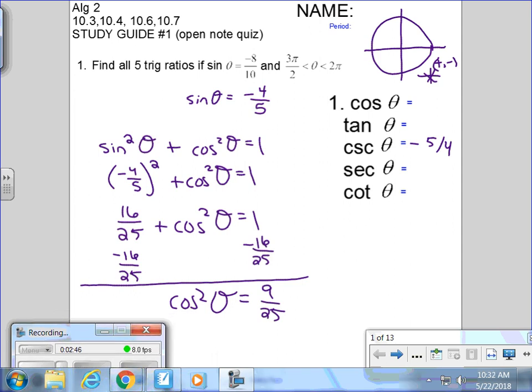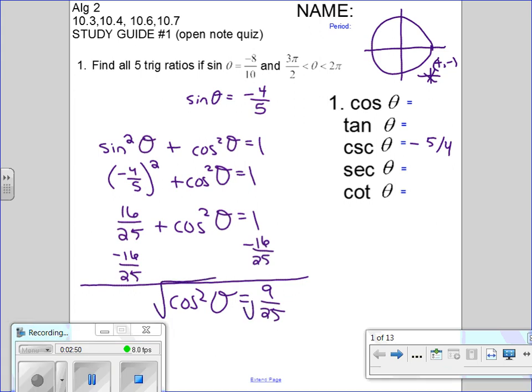What step happens next? Square root. Normally, square roots give you positive and negative answers, but we discussed, thanks to Ashley, that we are in quadrant 4, so our cosine value is going to be a positive 3/5. Positive 3/5.